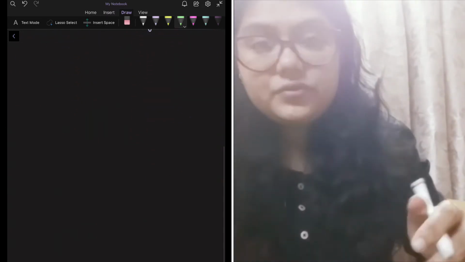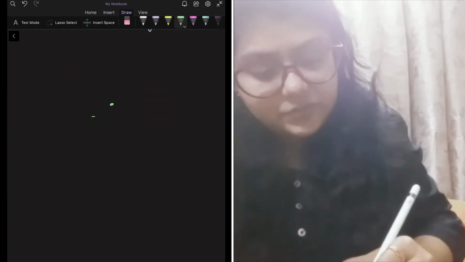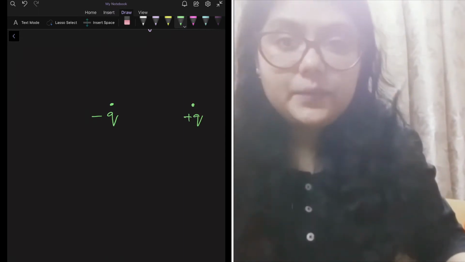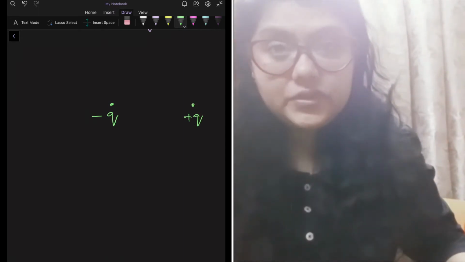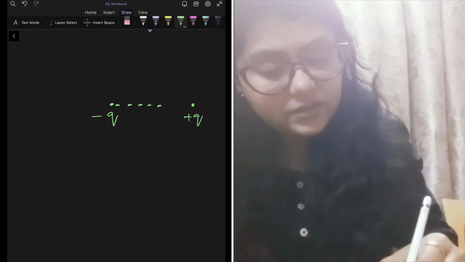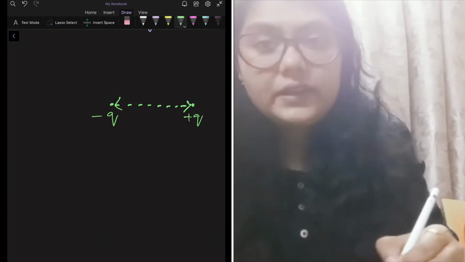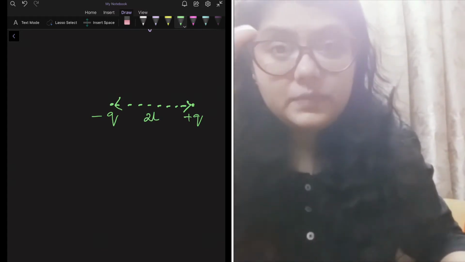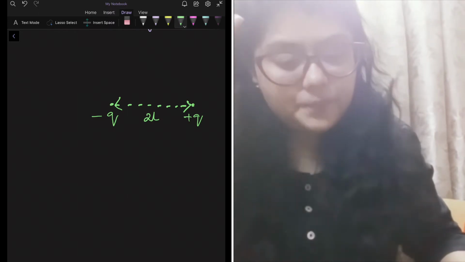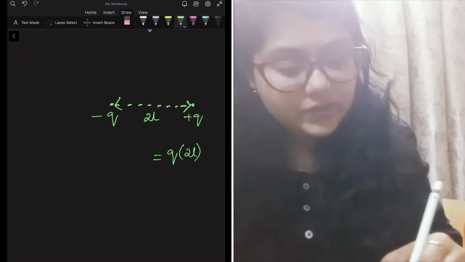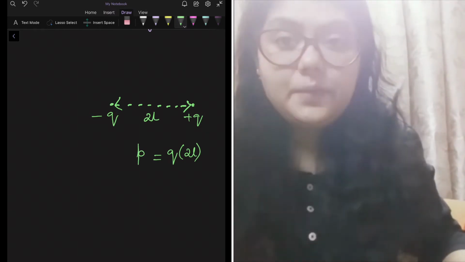Now with this knowledge we can proceed to do complex numericals also. Say I have a situation like this. I have a system of two charges, minus Q and plus Q. We call it a dipole. A dipole is a system which has two charges opposite in nature, situated a very short distance apart, say 2L. So 2L here is my length of the dipole. Now if you multiply this charge with the length of the dipole, you will get a quantity called dipole moment.